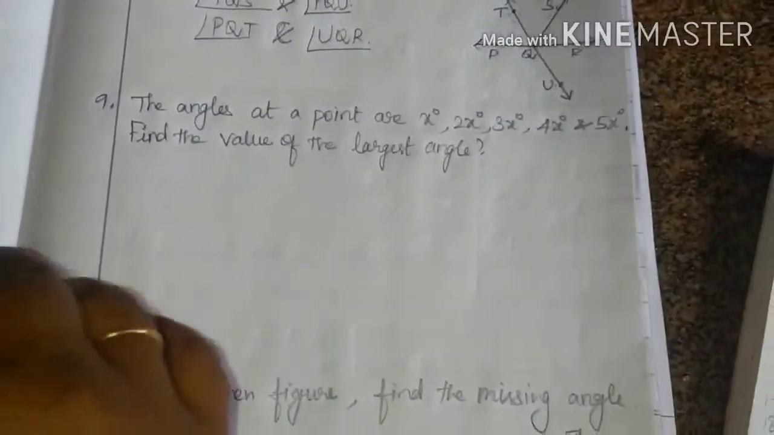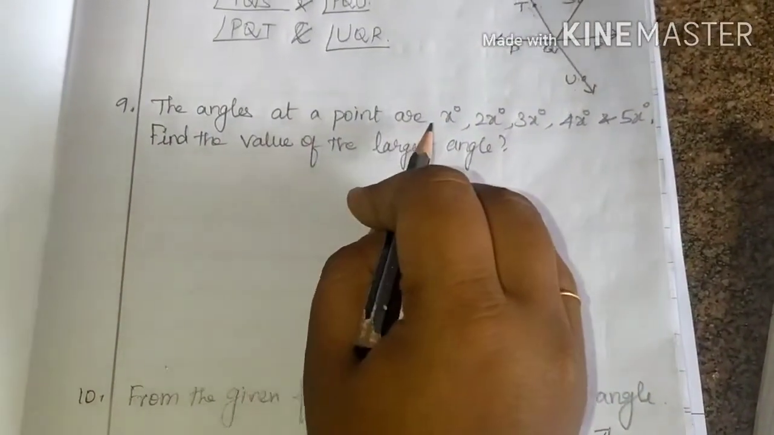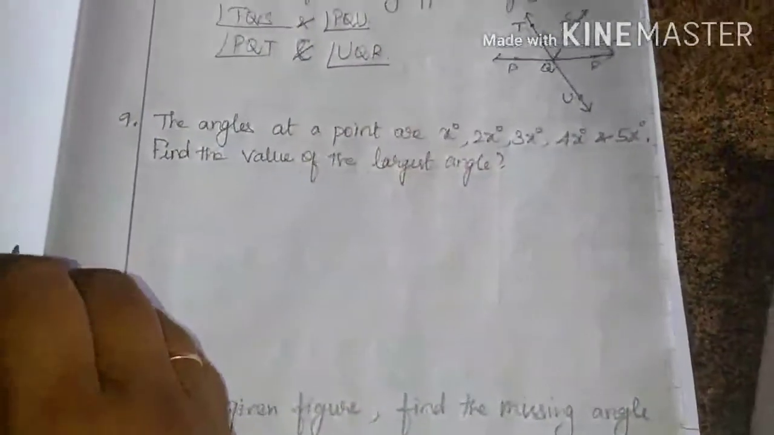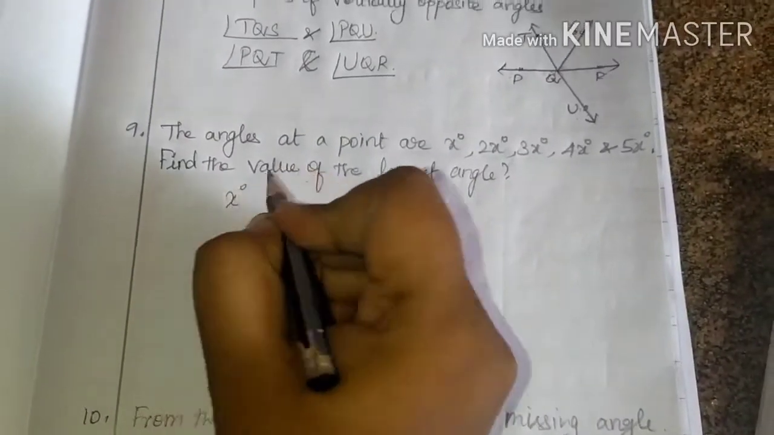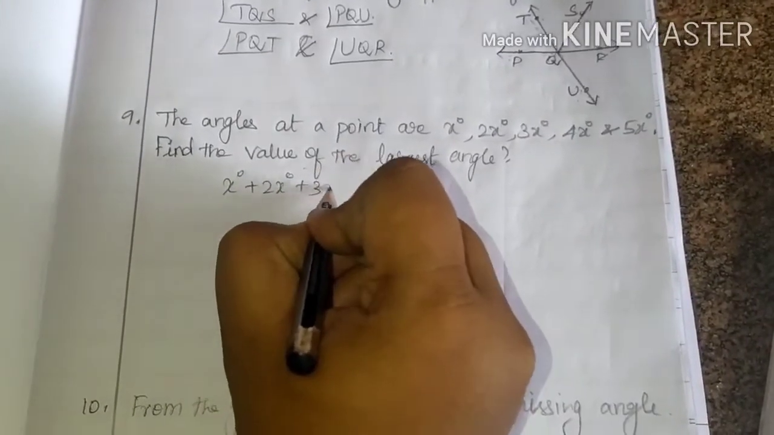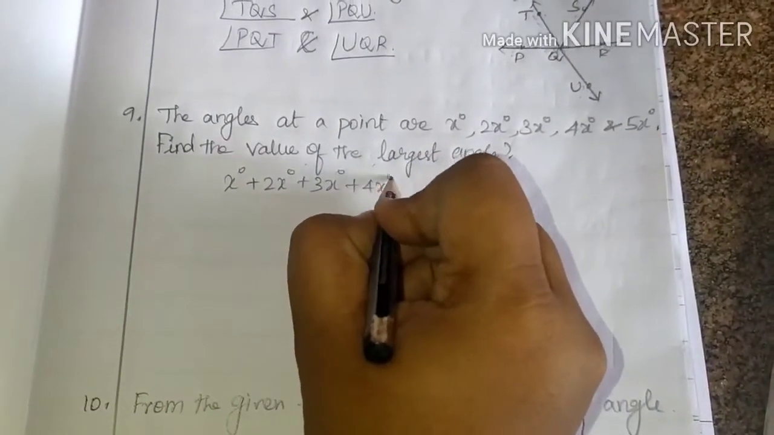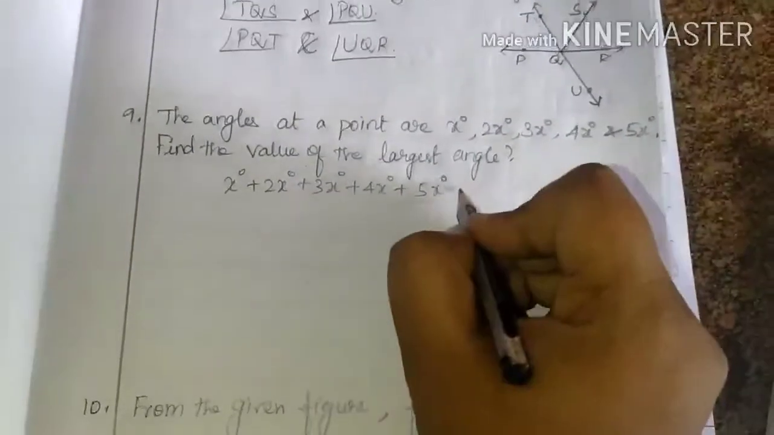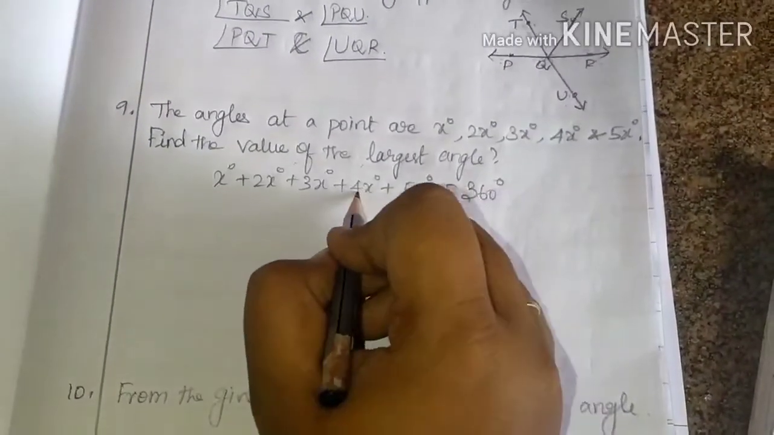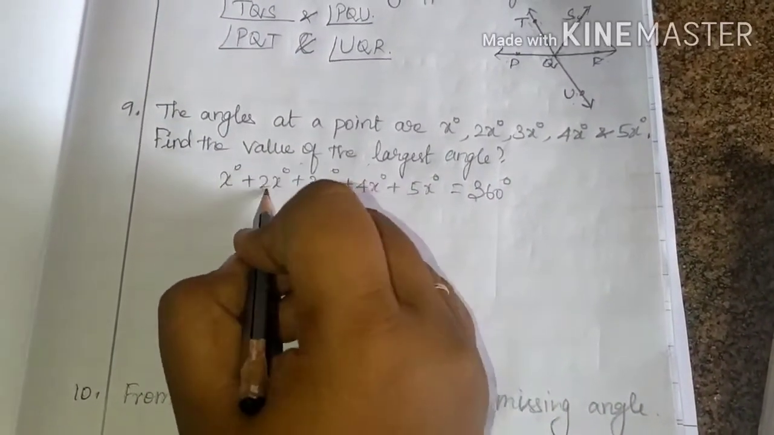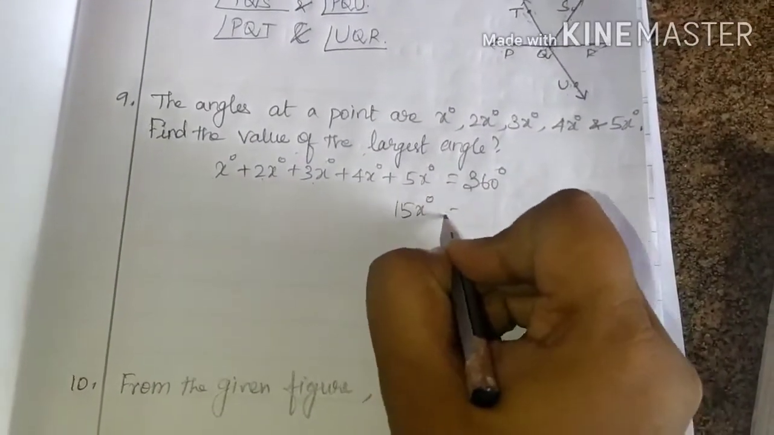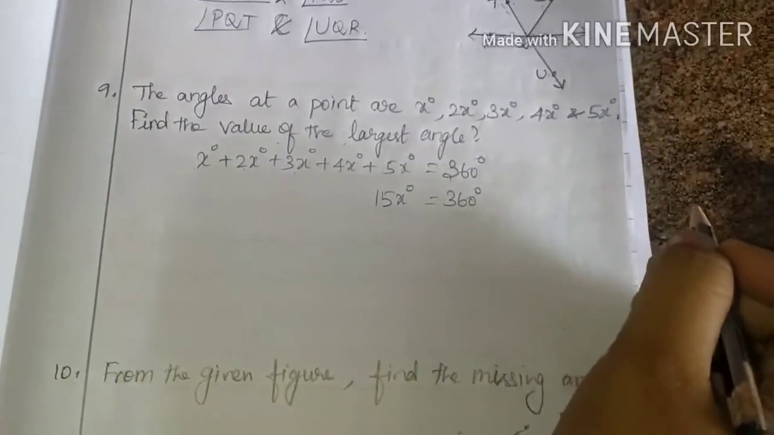So next, the angles at a point are x degree and the list of degrees they given. Find the value of the largest angle they are asking. Like the same in the previous sixth sum, x degree plus 2x degree plus 3x degree plus 4x degree plus 5x degree equal to 360 degree. Add all the degrees. 5 plus 4 is 9, 9 plus 3 is 12, 12 plus 2 is 14, 14 plus 1 is 15. So 15x degree equal to 360 degree.